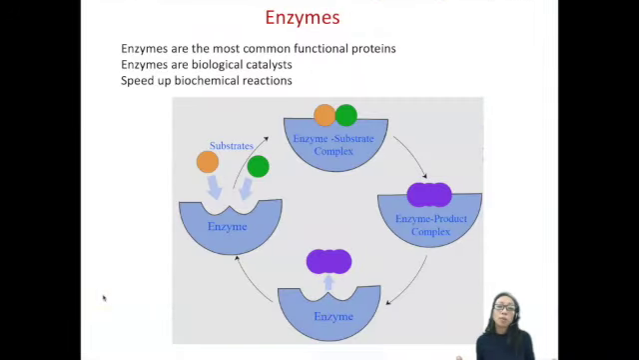So the most common functional proteins are enzymes, and enzymes are biological catalysts, and catalysts speed up chemical reactions. So these biological catalysts speed up reactions in your body, biological reactions. Proteins are made of amino acids, and one reason why it's important to eat protein is to break down the protein and have those amino acids. Those are the raw materials that your body needs to make the proteins it needs.